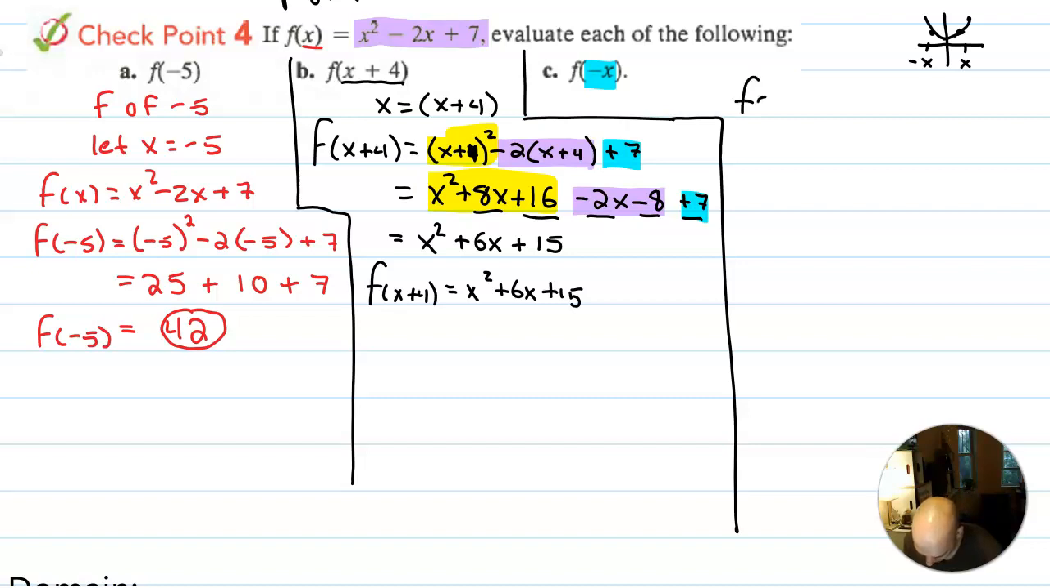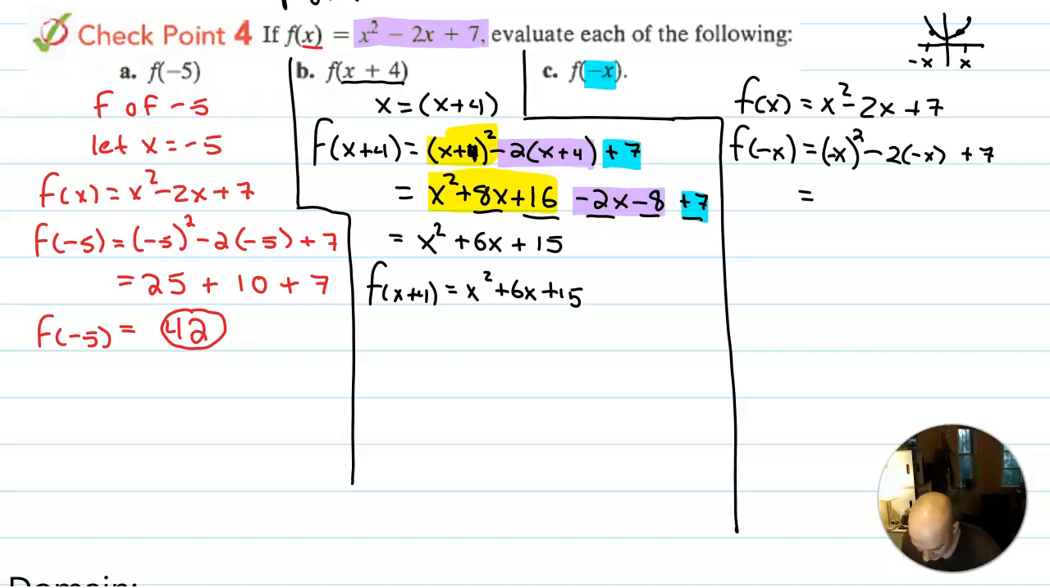So I'll write out what f of x was. And then we'll write f of minus x. And when we sub this in, the most common mistake is just messing up negatives. So be sure you put parentheses around all those minus x's. So it's minus x quantity squared minus 2 times minus x plus 7.